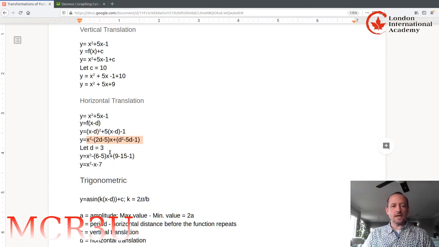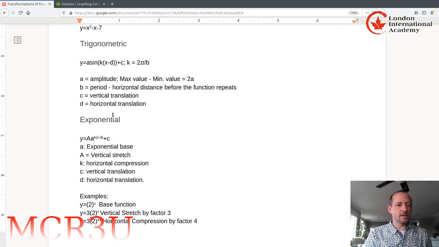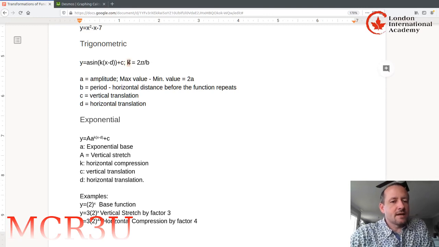So we've seen 4 types of transformation for polynomial equations. Let's move on to some trigonometric equations. And here is a times sine of k times x minus d plus c. In this case, we put all 4 of the transformations together. But for trigonometric functions, you'll see that the horizontal compression or stretch, B, is changed to K because it's convenient for indicating what is the period. And we'll get into this in the class.